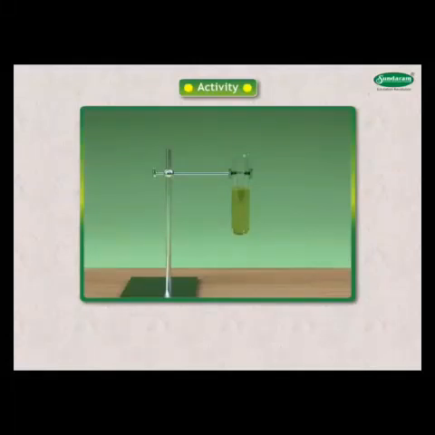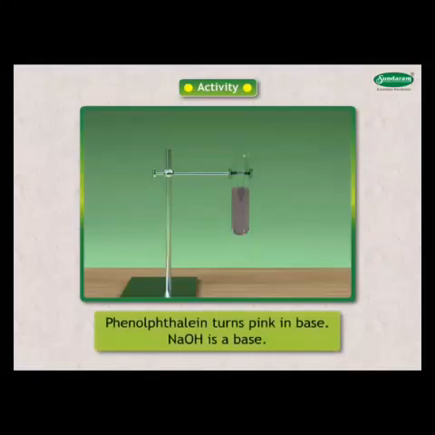Activity 3. Take about 3 milliliters of dilute HCl in a boiling test tube. Add to it 2 drops of phenolphthalein as indicator. Note the color. It remains colorless. Add NaOH solution drop by drop to the test tube. Is there any change in color? Solution turns pink.